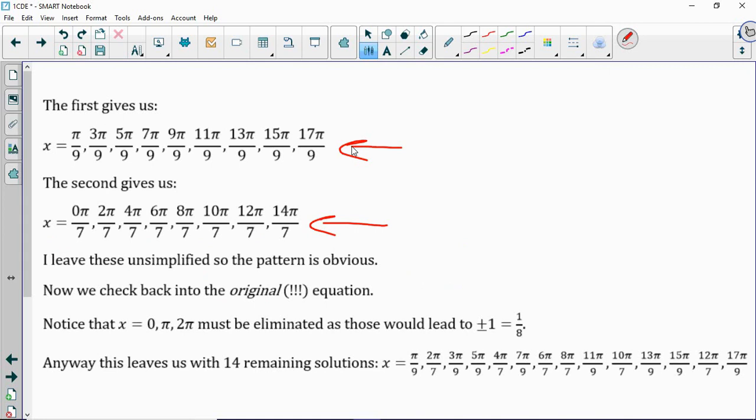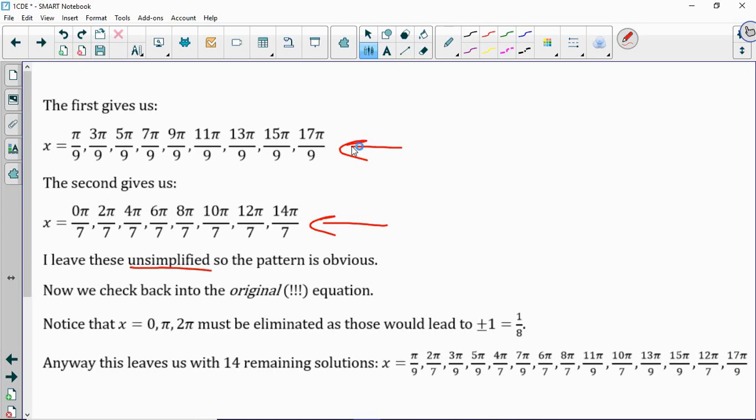And I made a note here that I left these all unsimplified because I think it's nice to be able to see the regular patterns here. Like the first set is just odd multiples of pi divided by 9, and the second set is even multiples of pi divided by 7. Otherwise, if you're looking at, in the first case for example, pi over 9, pi over 3, 5 pi over 9, 7 pi over 9, 1 pi, and so on, it's just not as clear. So I like leaving them unsimplified for now.